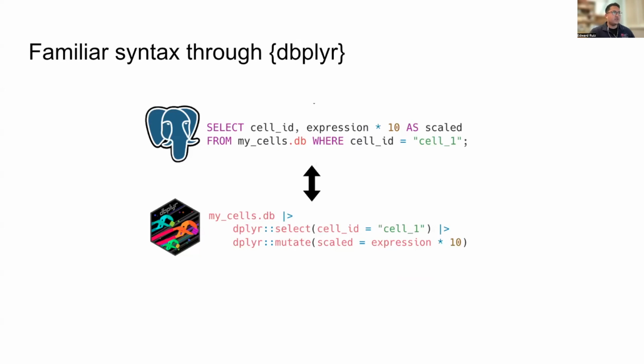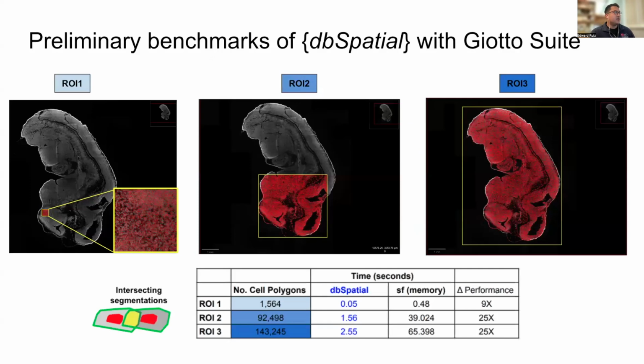What's also great about DB Matrix is that it adopts a very familiar syntax through the tidyverse's dbplyr and dplyr framework. So if you are familiar with operating on data frames, if you've learned the tidyverse, DB Matrix and DB Spatial are basically a shoo-in to get working on as well.